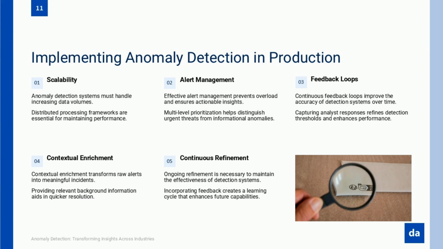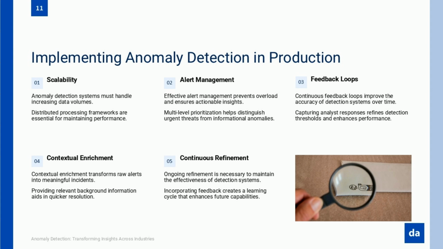Effective production systems implement sophisticated alert management strategies that go far beyond simple thresholds. These include multi-level prioritization schemes that distinguish between urgent operational threats and informational anomalies. Intelligent grouping mechanisms identify related alerts across different systems and services, collapsing what might have been dozens of separate notifications into a single actionable incident. This prevents the alert storms that typically occur when a single root cause triggers cascading anomalies across interconnected systems.